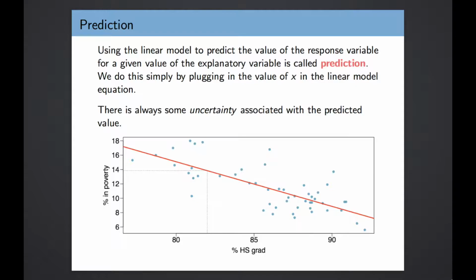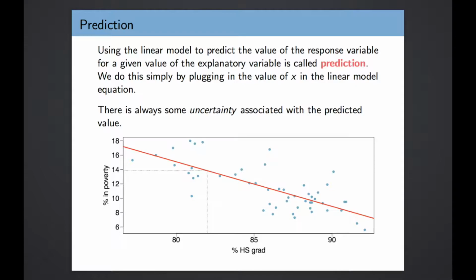We talked about this briefly already, but we can use our equation for the linear model to generate predicted values of our dependent variable when we have particular values of our independent variable. So this is just a prediction. We take the value of the independent variable that we're interested in, we plug it into the equation, and we solve for the predicted value of y. Now, of course, keep in mind that this isn't going to give us the real-world value of y.